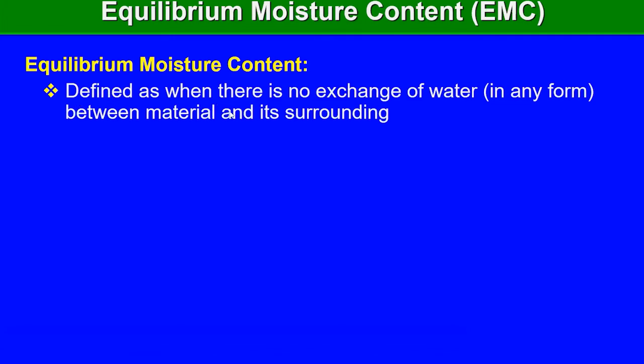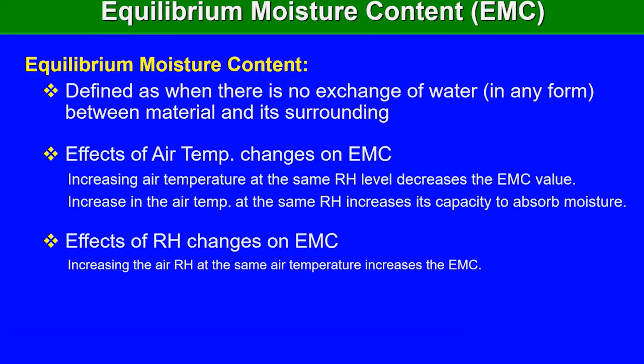It is defined as when there is no exchange of water, in any form, between the material and the surroundings. The effect of air temperature changes the equilibrium moisture content. Increasing temperature at the same relative humidity increases the capacity to absorb moisture.